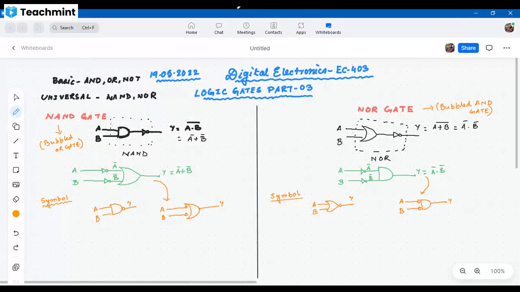Clear everybody? Okay? Yes, sir. So that is our symbol and general trivia on these gates. Now let us go down a little bit.